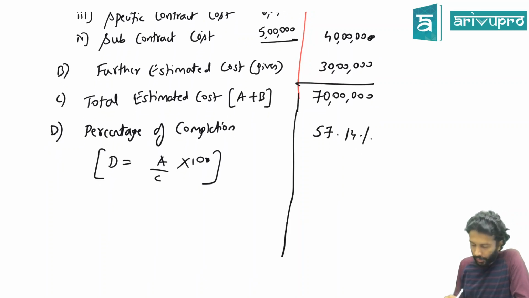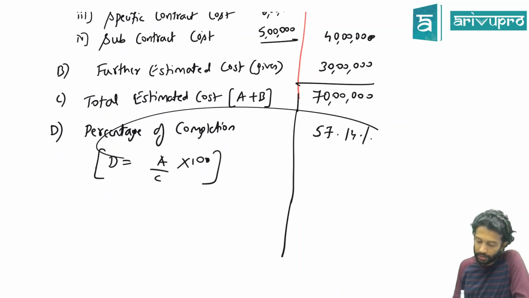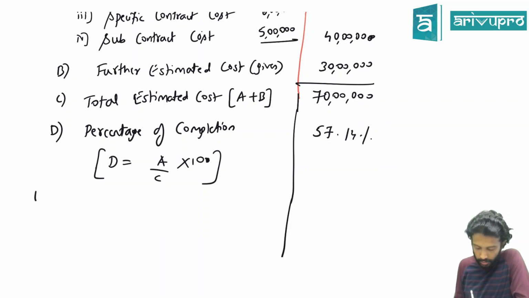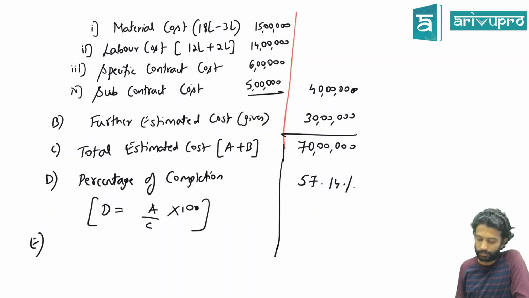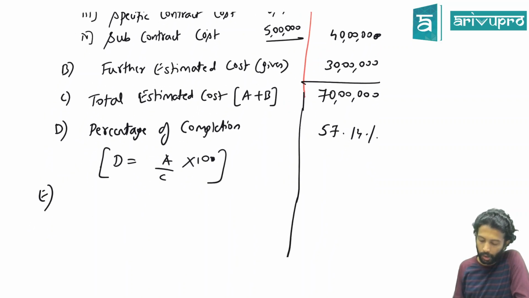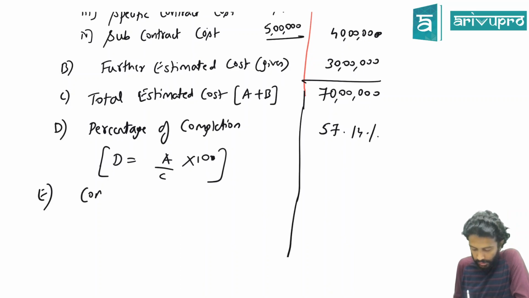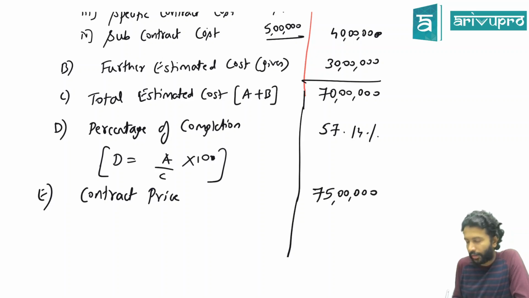Are we fine with this? Why did we find this percentage of completion? Because revenue should be recognized based on percentage of completion. Yes, sir. But there's one checkpoint you have to do before you get to that. First, we will write contract price. How much is the contract price? 75 lakh. How much is the total cost you're expecting? 70. That means, are you going to make a profit or a loss out of this contract? Profit. How much? 5 lakh.